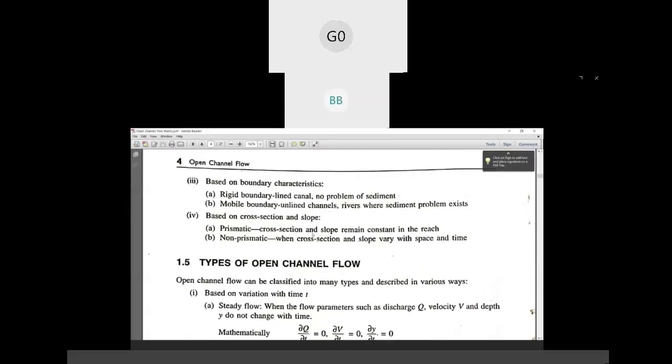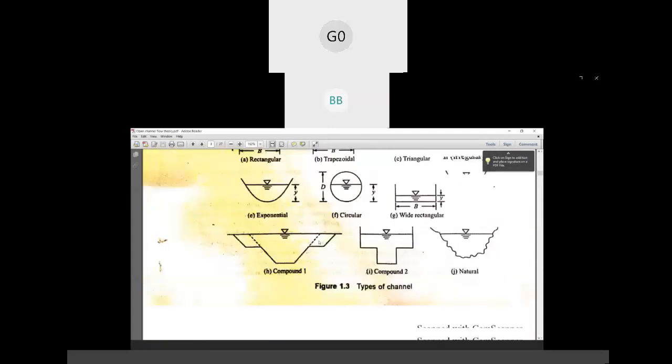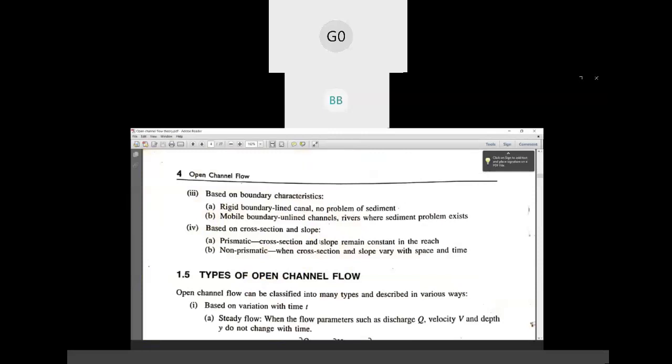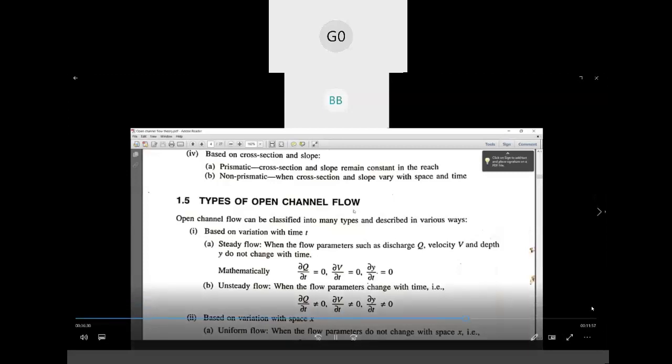So here the types of open channel end. Next is types of open channel flow. The first classification is open channel, and the second is types of open channel flow.